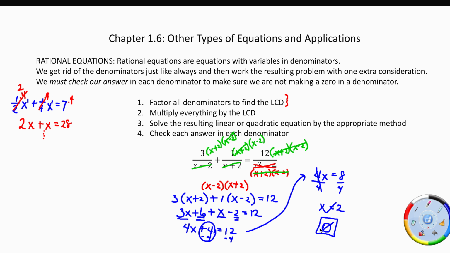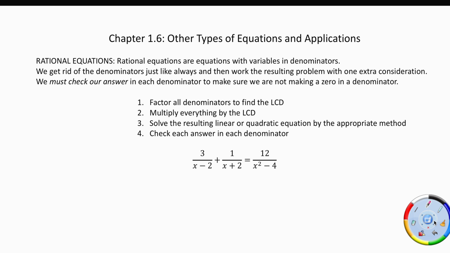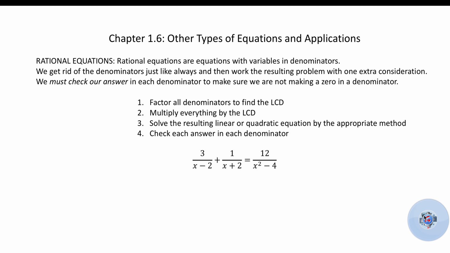So don't forget, we must check our answers. In this course, there are going to be 3 times we have to check our answers. Here's the first one, rational equations, because denominators cannot be 0. So anytime you have a rational equation, don't forget to check your answer. All right, let's try that again.